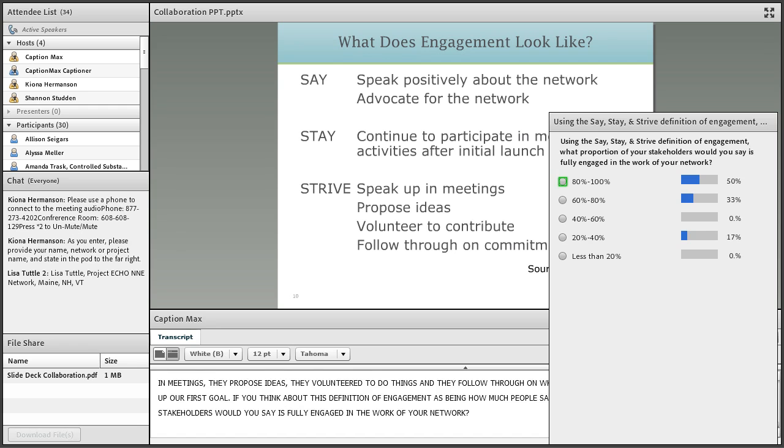So I'm going to pull up our first poll. If you think about this definition of engagement as being how much people say, stay, and strive, what proportion of your stakeholders would you say is fully engaged in the work of your network? So just take a minute, think about that a little bit. Select your answer and we'll see what the group has to say.